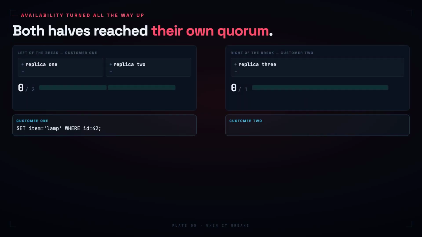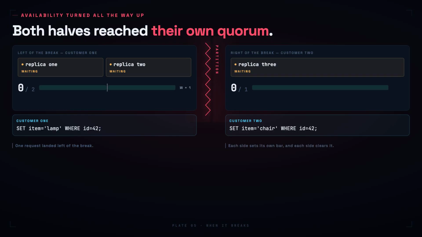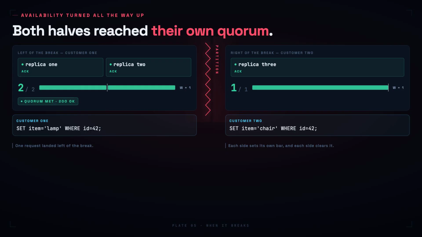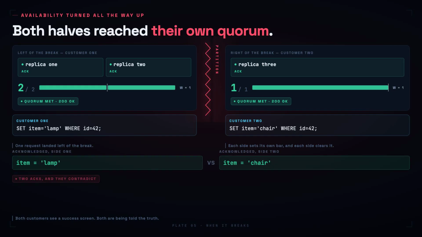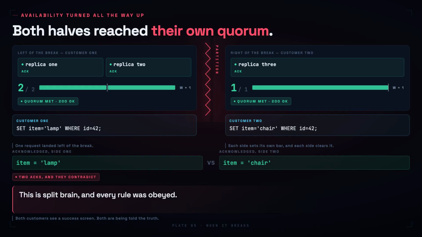Go back to the checkout service and turn availability all the way up. The break happens. 2 customers touch the same cart. One request lands left of the break, one lands right of it. Both sides have replicas. Both sides reach their own quorum of 1. Both sides acknowledge. Both customers see a success screen. 2 acknowledgements cross the line and they contradict each other. This is split brain, and nothing on either side detected it.